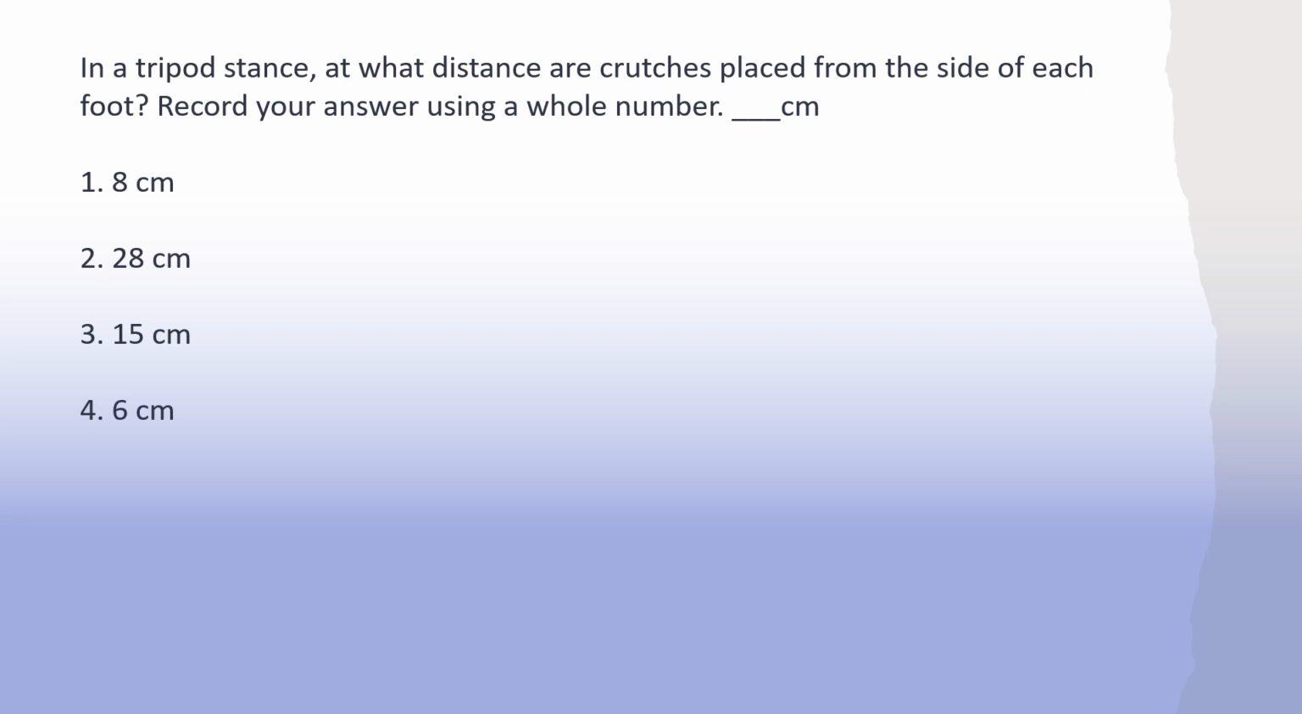In a tripod stance, at what distance are crutches placed from the side of each foot? Record your answer using a whole number. 1. 8 centimeters. 2. 28 centimeters. 3. 15 centimeters. 4. 6 centimeters.